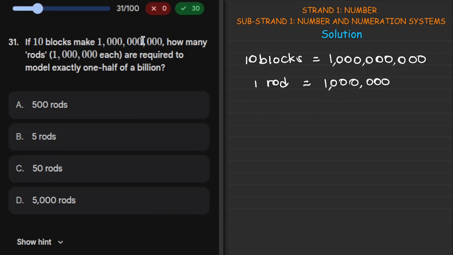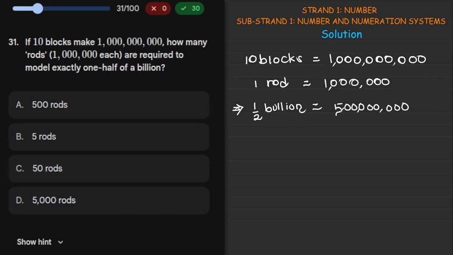Now, what is half of a billion? Half of a billion is simply half of this 10 blocks. So half of a billion is actually 5 blocks. You see, so we are going to divide this by 2 and also divide this by 2. So we are going to say that half of a billion gives us what? 500 million. So if that is the case, we want to determine how many of these rods we have in here. And as we have always done, we divide.